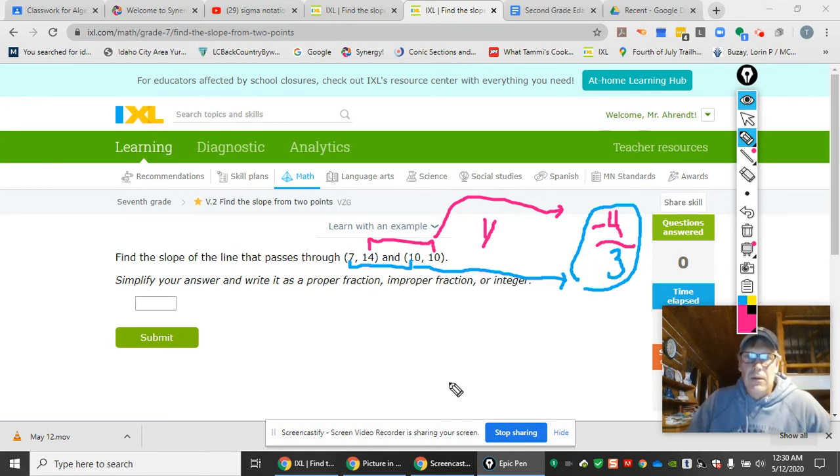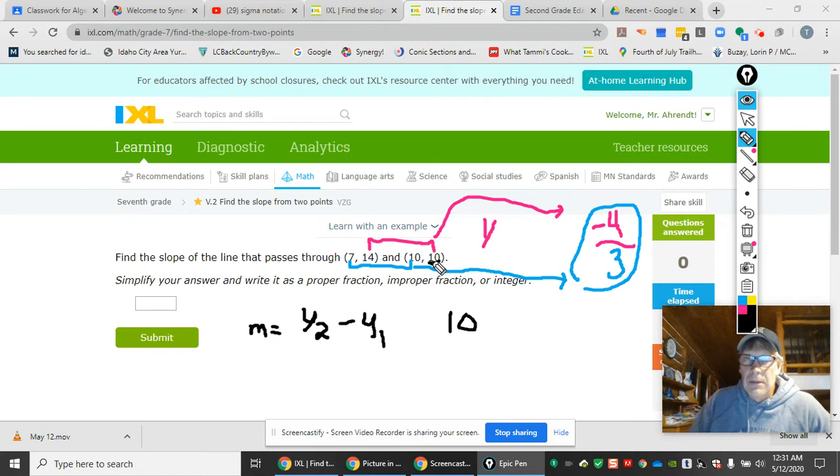Okay? So I want to give you a formula here that you're going to see a lot. So here's the formula you're going to see. How do I find the slope? So you're going to see m is, remember, m's the variable for slope. You're going to take your second y, which is this one, 10, put that there, minus your first y.